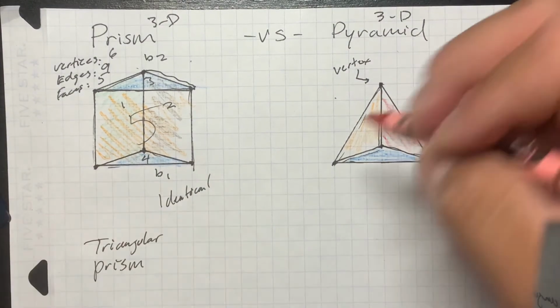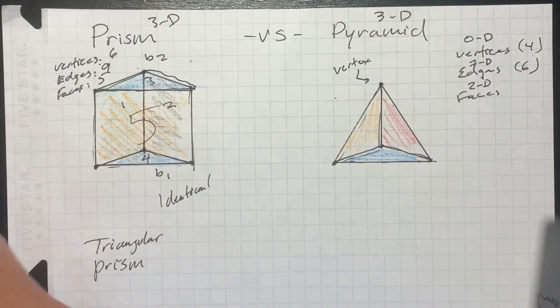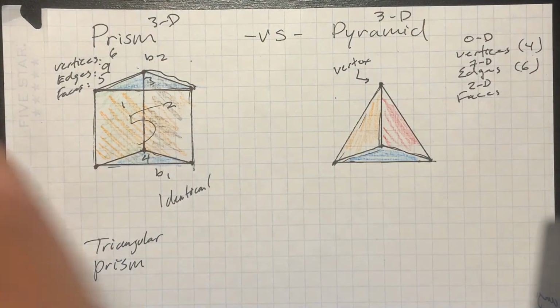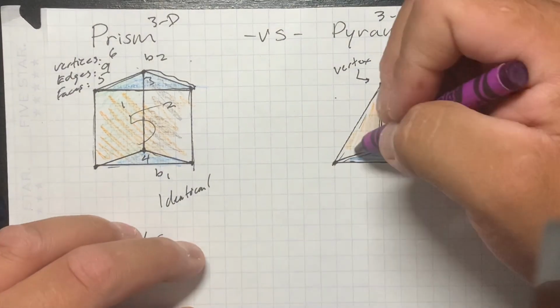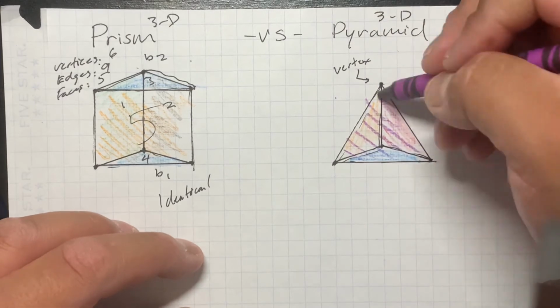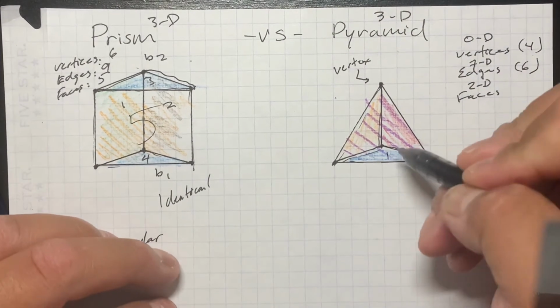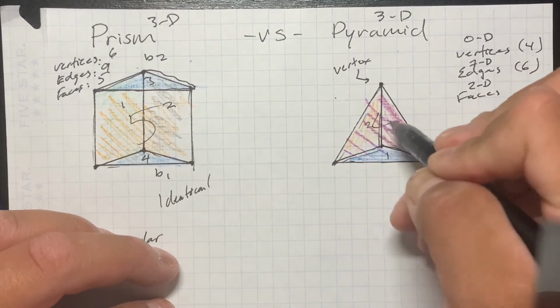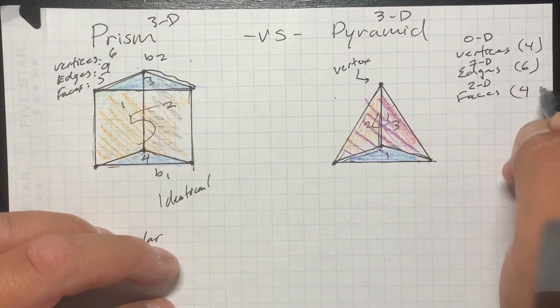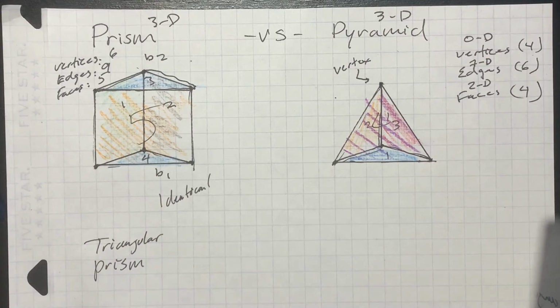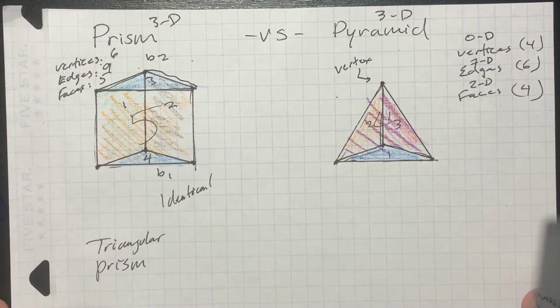There's 3 faces so far. And then don't forget that you have to color the front face, this one right here, in the front. So how many faces do we have? We have 1, 2, 3, 4 faces. All right, so there you go, my friends. Those are the differences between a prism and a pyramid.